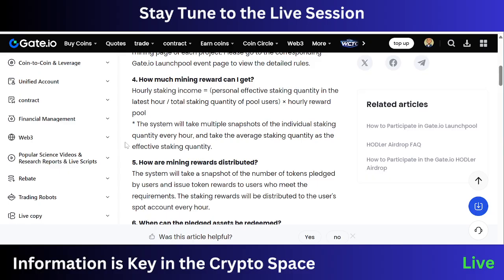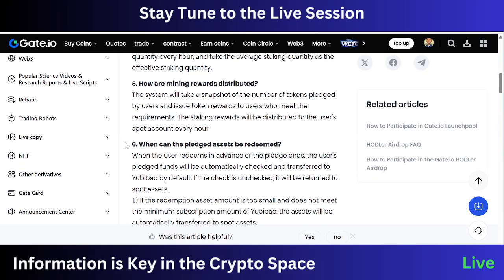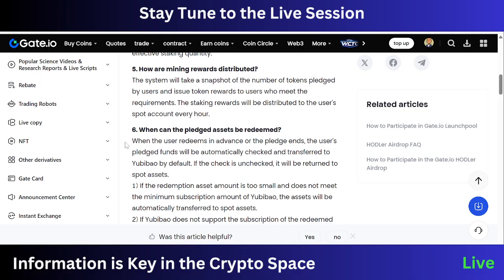who meet the requirement. So when can the pledged asset be redeemed? When the user redeems in advance of the pledge end, the user's pledge fund is automatically checked and transferred to you. Okay, so that's that.